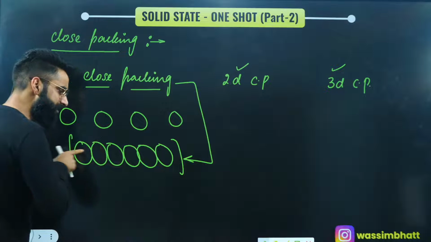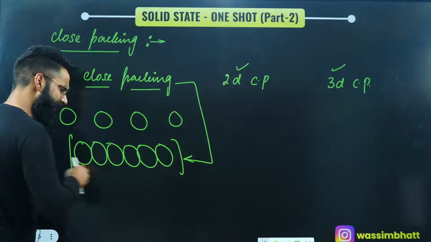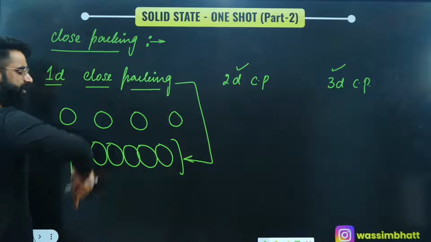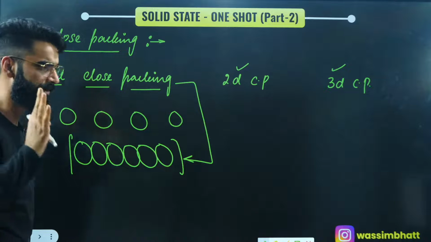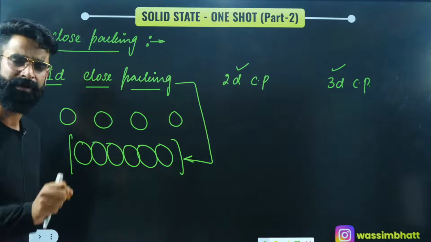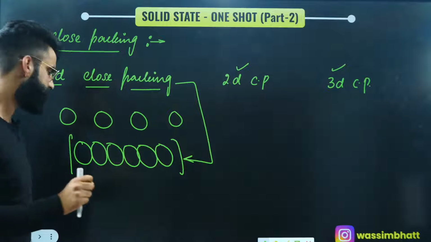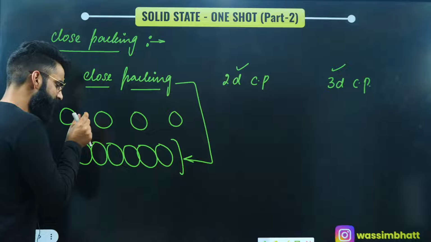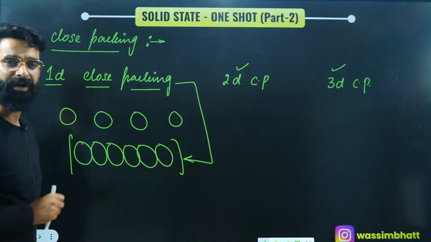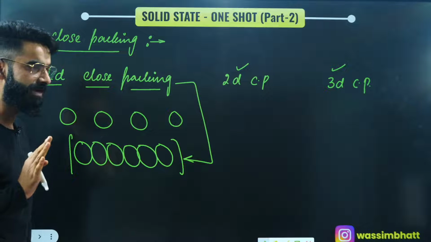Because I have arranged these constituent particles along a line, either along the x-axis, or you can plot them along the y-axis, or along the z-axis. What should be your main motive? The main motive is that the empty spaces in between the constituent particles must get minimized.